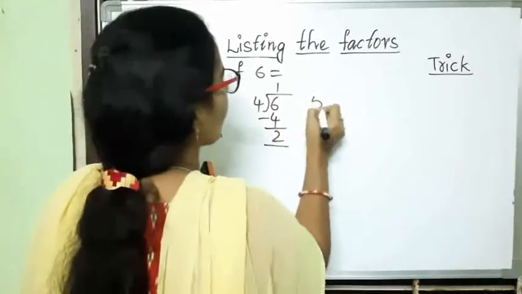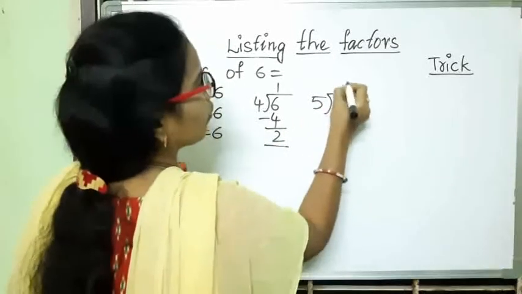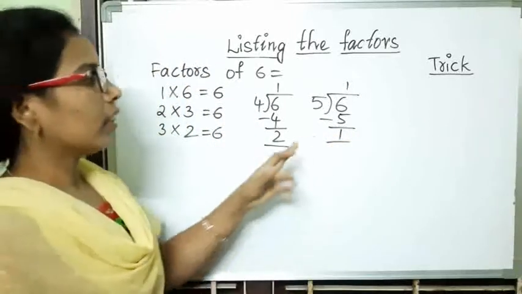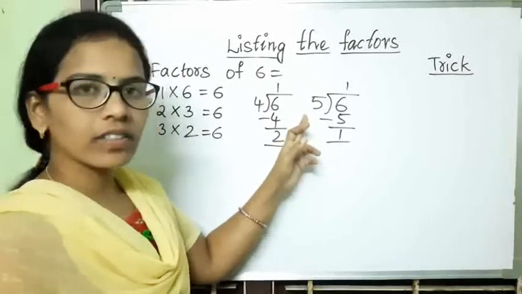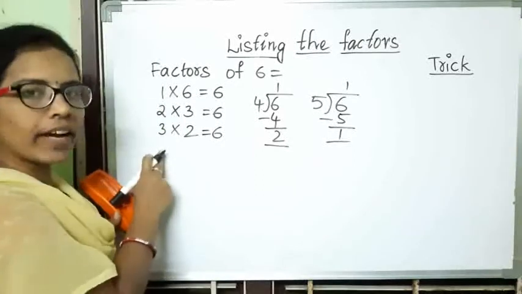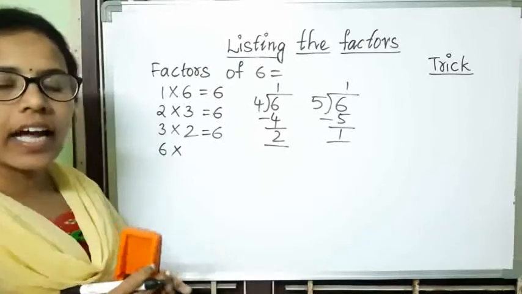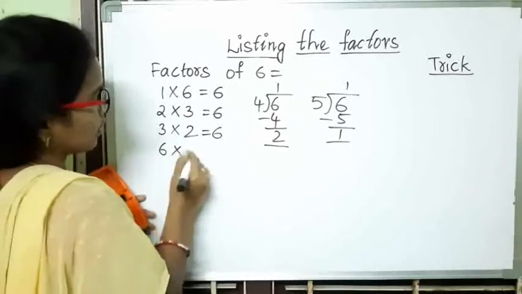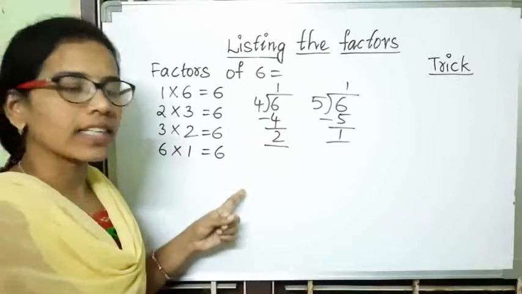Let's take 5. 5 ones are 5. 6 minus 5 equals 1. Here also the remainder is not 0. So 5 is also not a factor of 6. So we do not take 5 here. Let's take the next number, 6. We all know that every number is a factor of itself. Here 6 times 1 equals 6. That means 6 is a factor of 6.